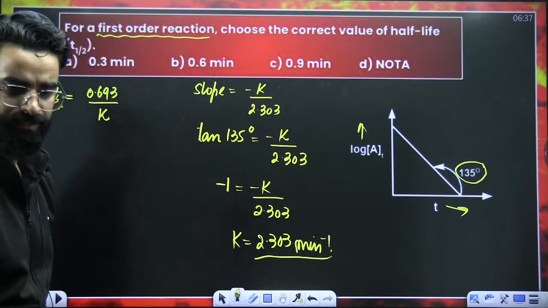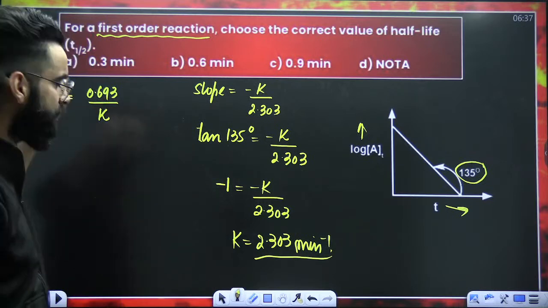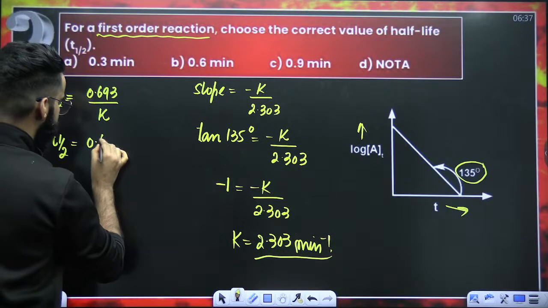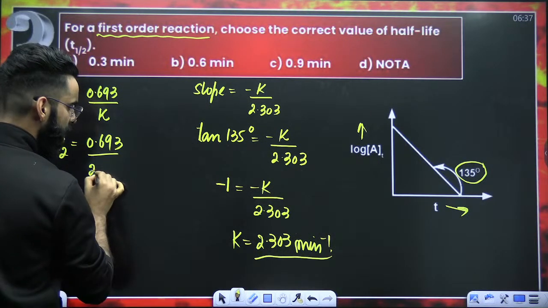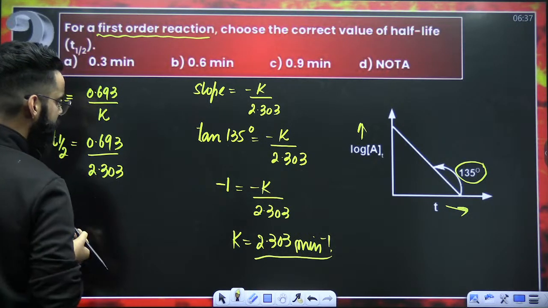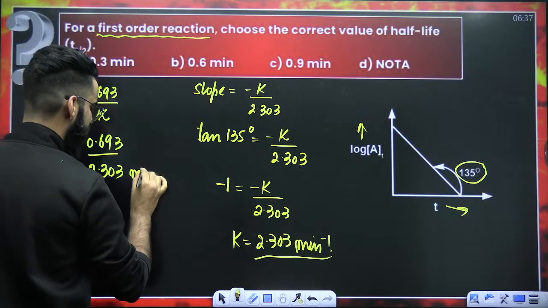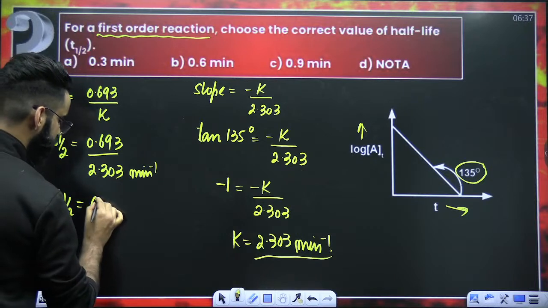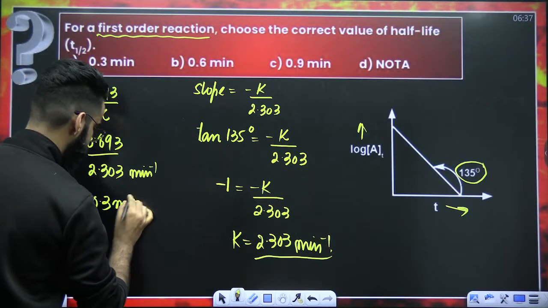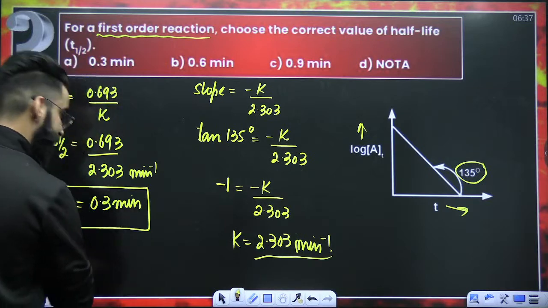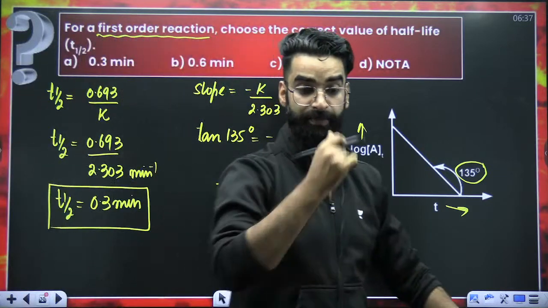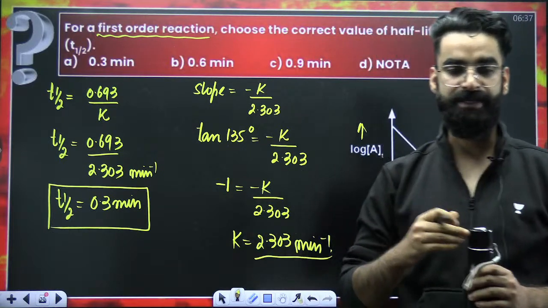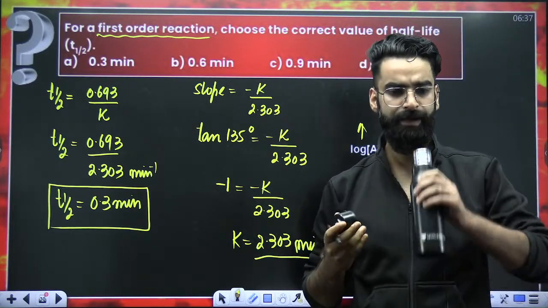So K you got. Why did I get this K? Because I had to calculate half-life. So half-life of this reaction is equal to 0.693 upon K, which is 2.303 minute inverse in the denominator. So T half will come out to be 0.3 minutes. So half-life of this particular reaction, whose graph was given to us, is simply equal to 0.3 minutes. I hope this is clear to everyone.